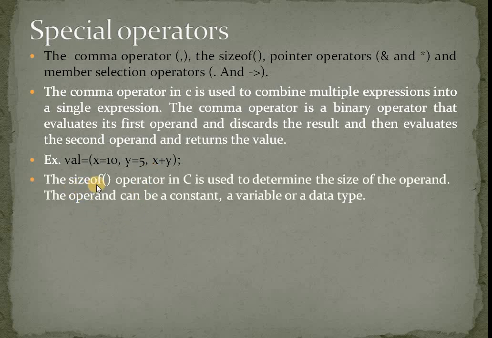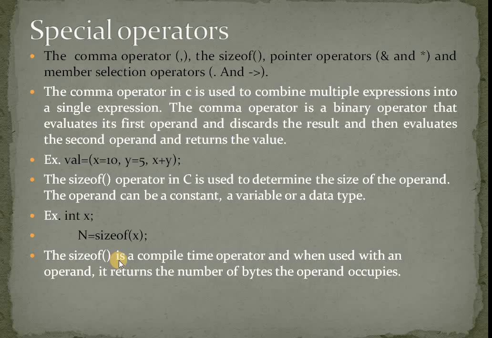Next is the sizeof operator. The sizeof operator in C is used to determine the size of the operand. The operand can be a constant, a variable, or a data type. So here you can see x is a variable of type integer. If we want to know how many bytes are required by this variable x, we are going to use this operator sizeof. So sizeof(x) will give you how many bytes are required to store the value x in memory, that is 2 bytes. So n is equal to 2.